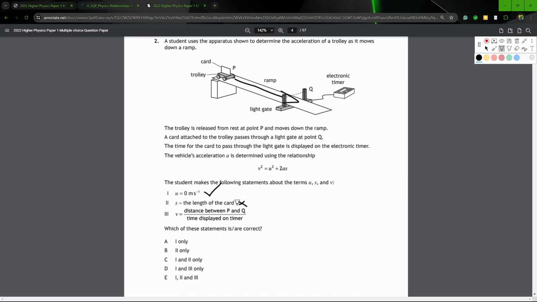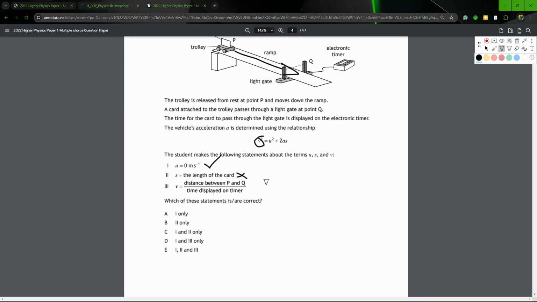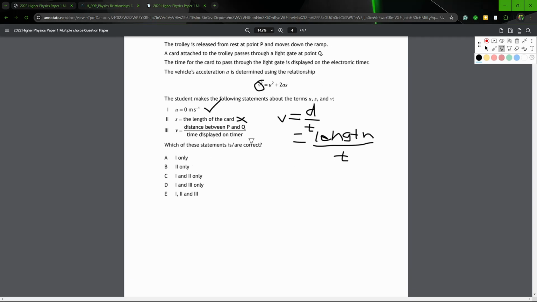So 2 is garbage. v equals the distance between P and Q divided by the time displayed on the timer. That is also bad. v is the instantaneous velocity that we get here. So actually, you could calculate v as v equals d over t, but d in this case is actually the length of the card. So this student has clearly got the length of the card and the displacement of the object mixed up, but the time displayed on the timer is correct. This leaves us with 2 rubbish ones and 1 good one, so it has to be A.